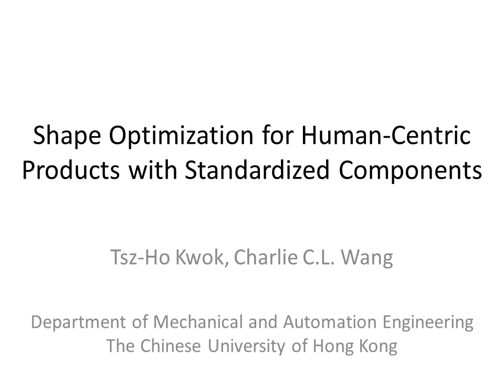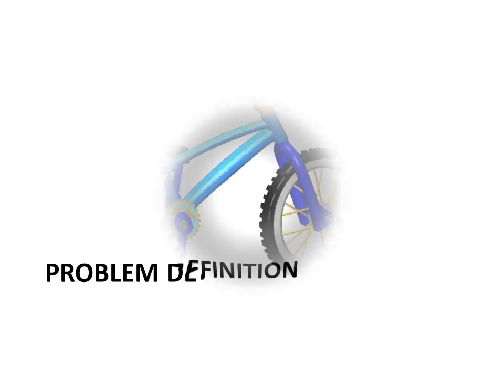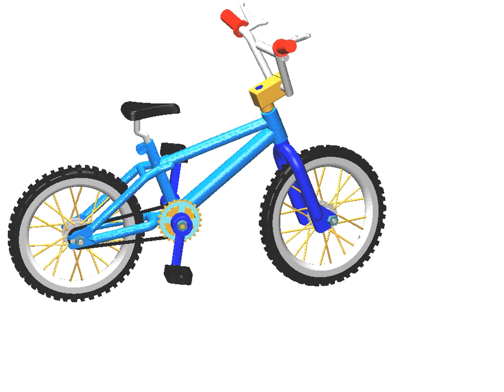In our research, we present a shape optimization framework for product customization with standardized components. To begin, let's define the problem we are going to handle. For example, we are given a bicycle as the product.